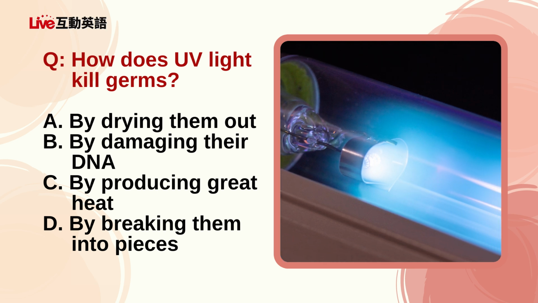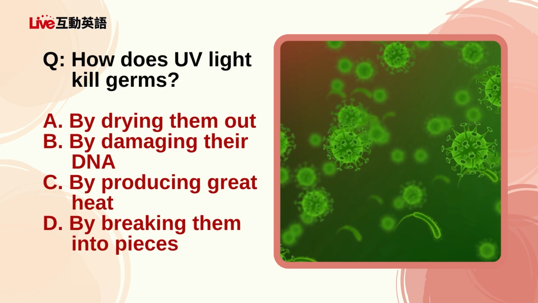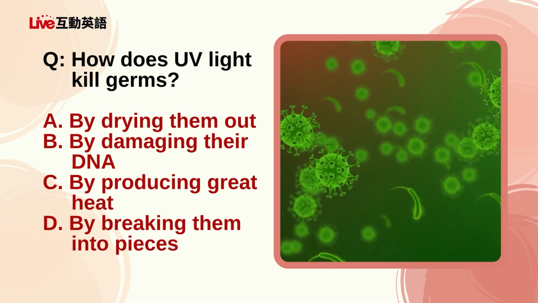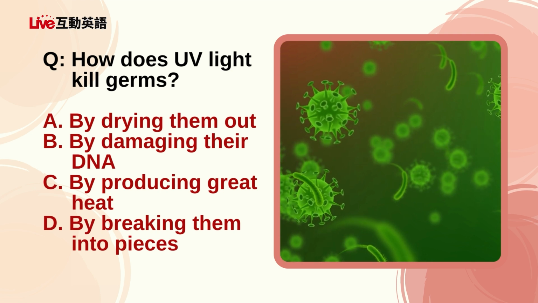Question: how does UV light kill germs? A, by drying them out. B, by damaging their DNA. C, by producing great heat. D, by breaking them into pieces.